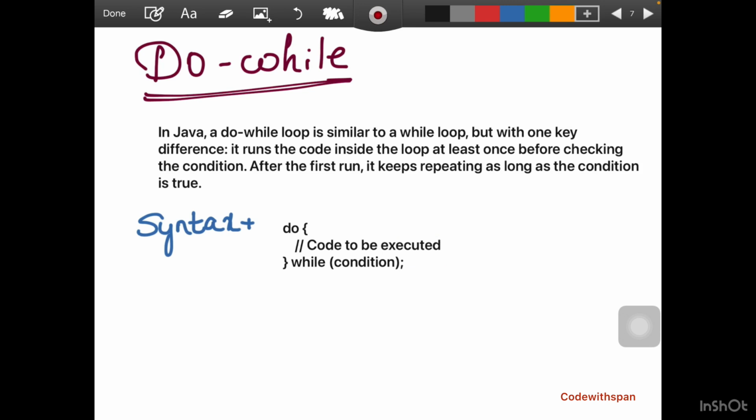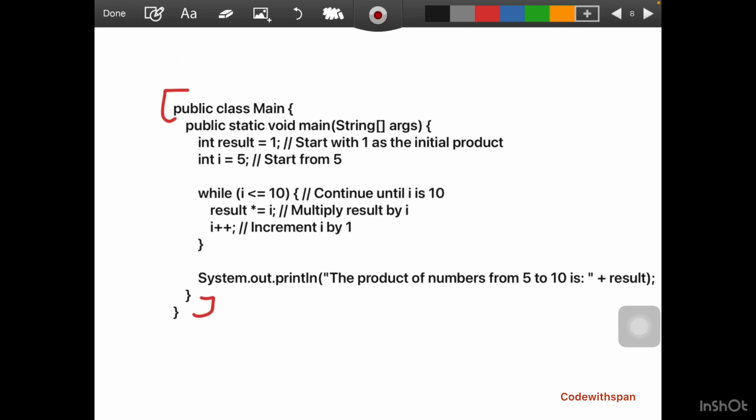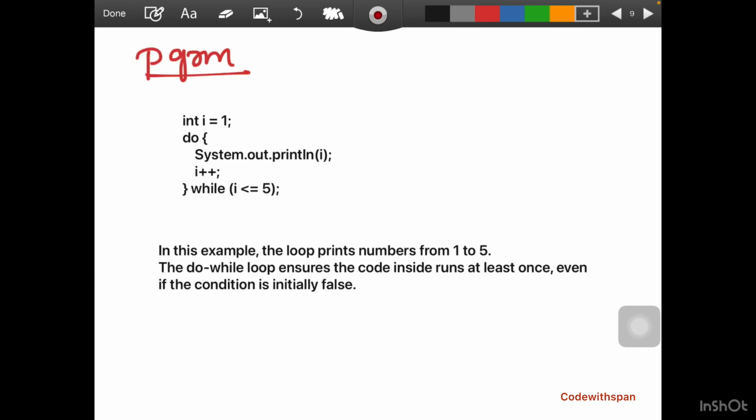Now we will see an example so that you can understand easily. Initially, int i equals 1. In the do block, I am writing the code System.out.println(i). So first 1 will be printed, then i will be incremented. Then it checks the condition. The condition is checked until it becomes false. If the condition is true, it continues repeating the same process. In this example, the loop prints numbers from 1 to 5.